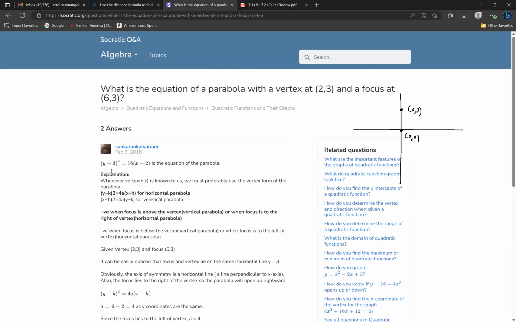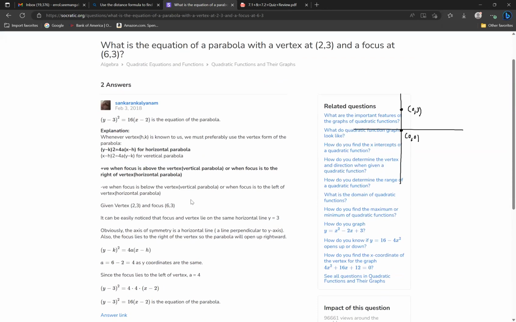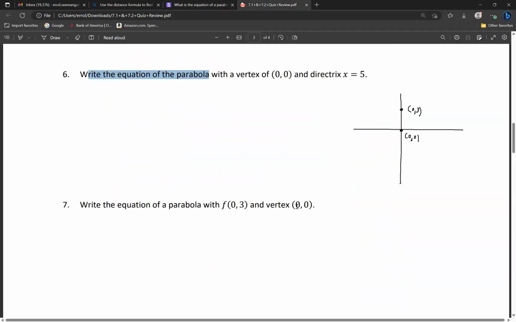Okay, so let's see how they get this. Y minus 3, 16, x minus 2. So where's this negative 3 coming from? Where's this negative 2 coming from? The vertex, right? Vertex is (2, 3). Yes, exactly. So the vertex in our case is what? (0, 0), right?